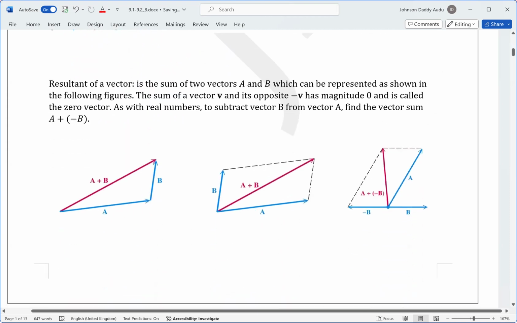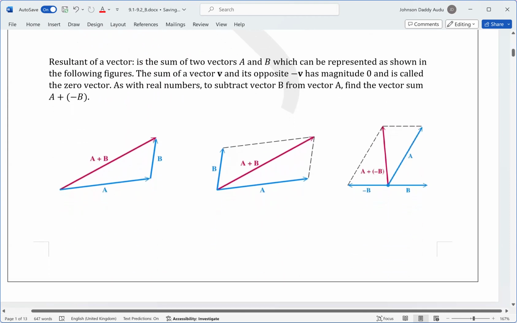And one thing here is talking about the resultant vector. When we talk about the resultant vector, we are simply talking about the sum of the two vectors, A and B. So for example, the sum of vector V and its opposite, minus V, is going to have a magnitude of what? Of 0. And that is what we call the zero vector.